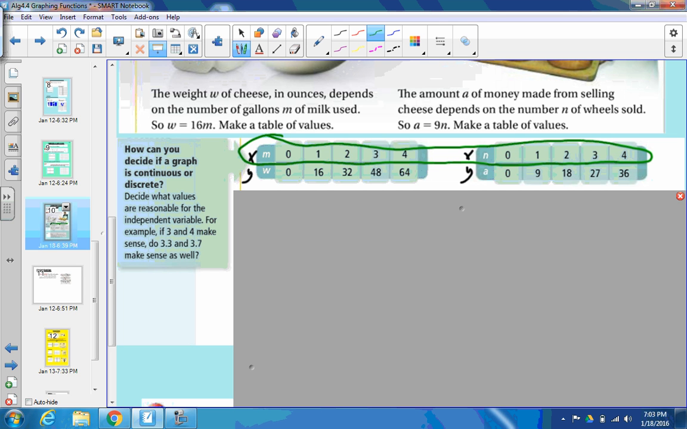Now let's look at the x one. The n, sorry, what we make for money based on number of wheels sold. So n would be the number of wheels of cheese sold.